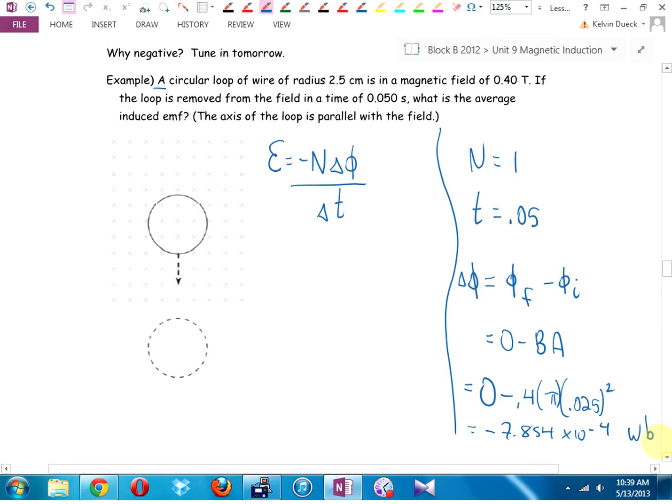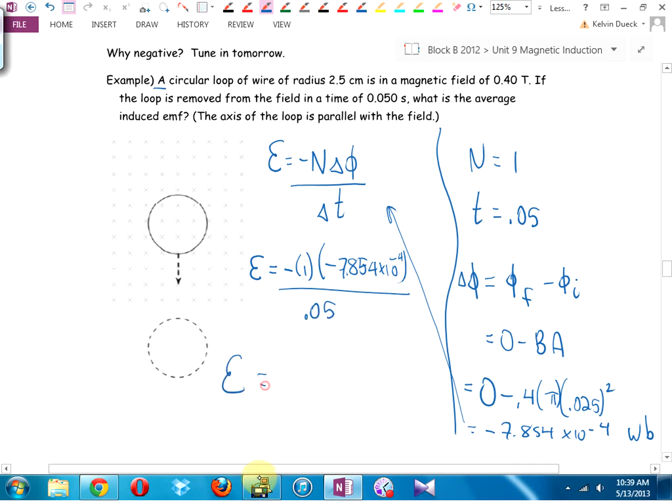Although I've got that number on my calculator, I'm going to use my answer button on my calculator, and I'm going to now start to plug stuff in. Negative. What was N? What was the change in flux? Negative 7.854 times 10 to the negative 4. All divided by, what was the change in time? 0.05. How many volts would this system generate?